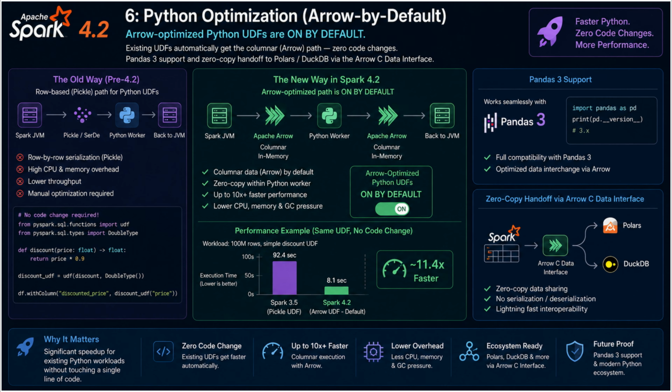And here's the best part: existing Python user-defined functions often benefit automatically. No application rewrite, no migration effort, no code changes. Spark also introduces Pandas 3 support and enables zero copy interoperability with ecosystems like Polars and DuckDB through the Arrow data interface. This strengthens Spark's position at the center of the modern Python data ecosystem.